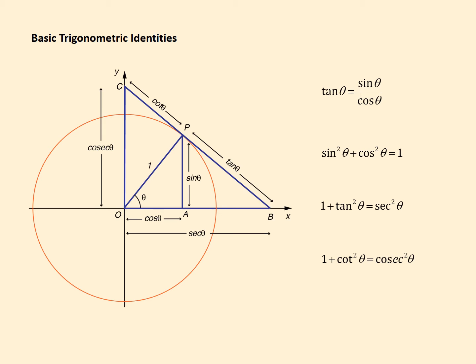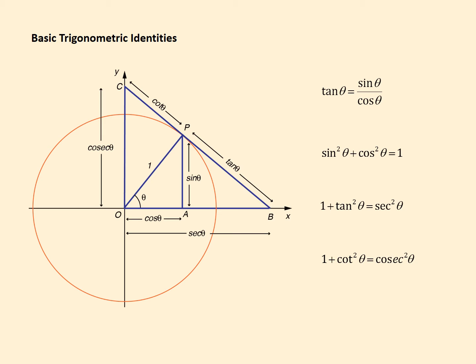Similarly, AP is sine theta. And using similar triangles, in which on this diagram there are in fact five triangles which are all similar, which are OAP, APB, OPB, OPC, and OCB, we can get the lengths shown as PB is tan theta, OC is cosec theta, PC is cot theta, and OB is sec theta.